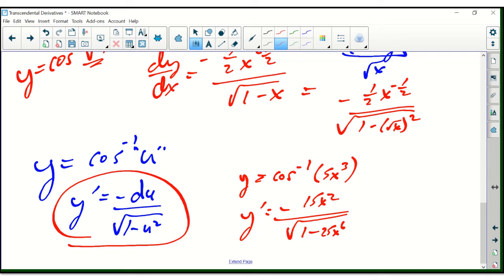Now, I've done just inverse cosine. I could do the exact same process for all of the other 5 inverse trig functions, and a similar pattern would pop out of each one. Now, it's not the exact same. They each have their own rule.